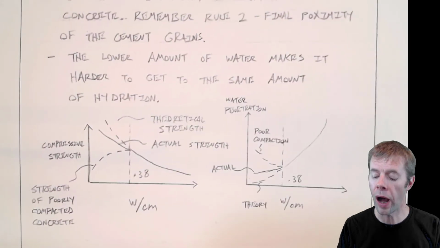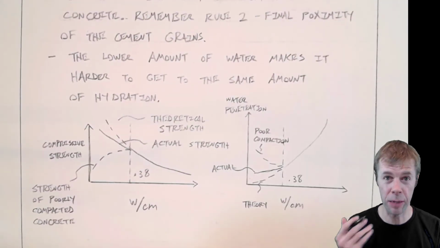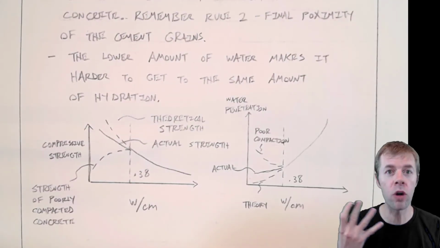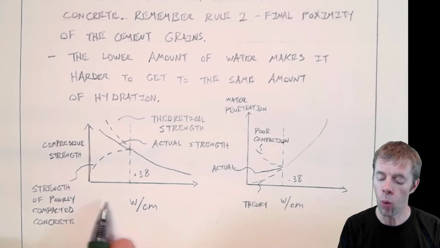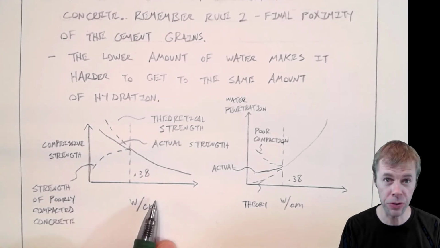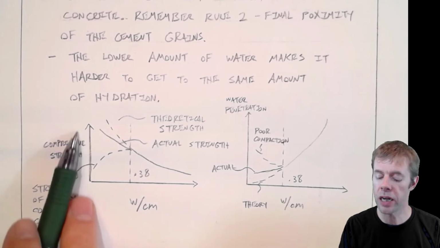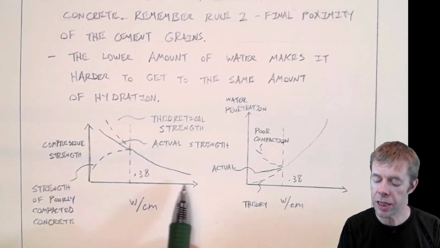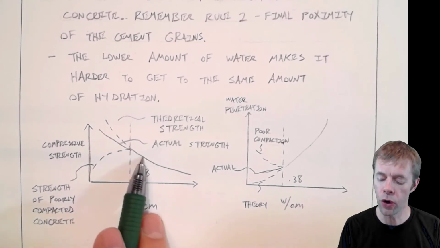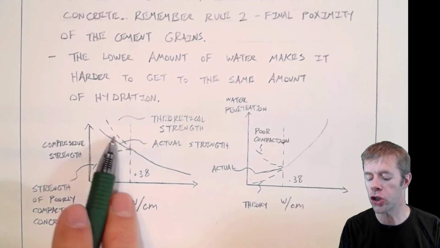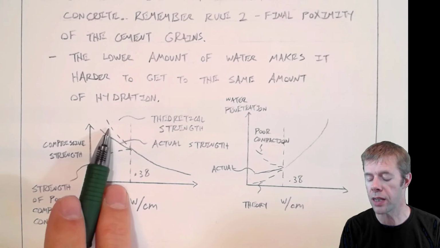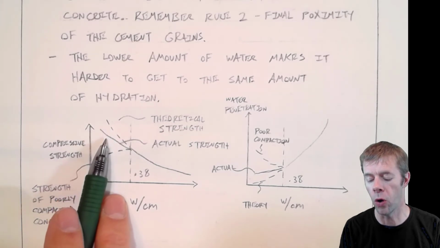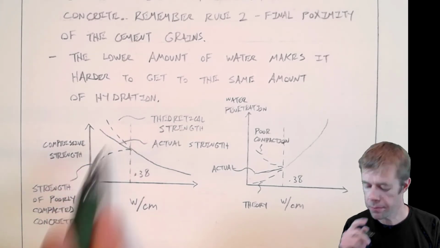So this plot is another way to say what I just said before, in a different way. I'm adding more information to it. I've got water to cement ratio down here. That's what you're used to seeing. I've got compressive strength, or whatever strength you want to look at. And here we're doing great. Then we hit 0.38, and we should theoretically, if the plot stays the same, go to here, but we don't. It drops off a little bit.